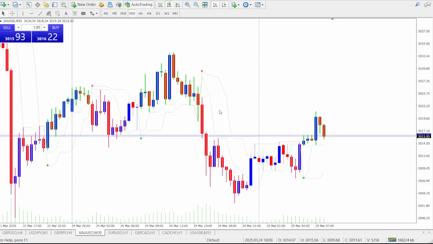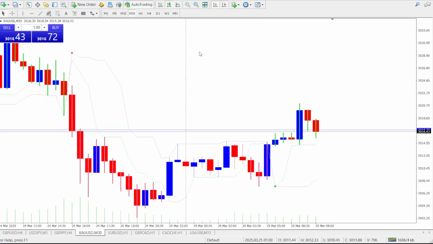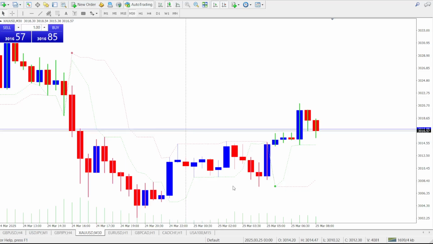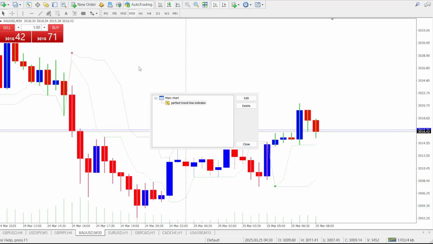Basically, this indicator is built on a dual trend line system that helps traders identify bullish and bearish trends. As you can see on the chart, it uses two lines, a green trend line representing bullish momentum and a red trend line representing bearish momentum. Let me see if I can increase the thickness. Okay, let's increase the thickness for easy identification.